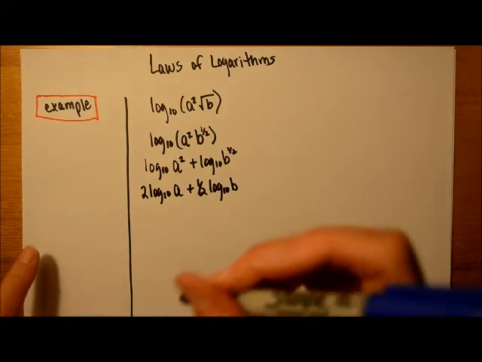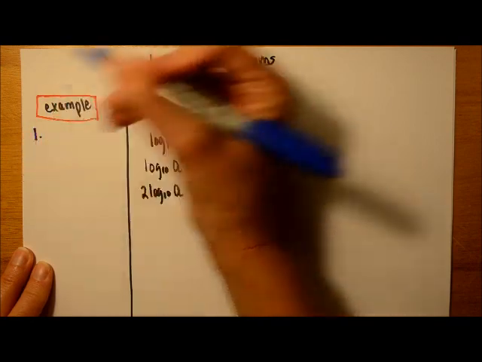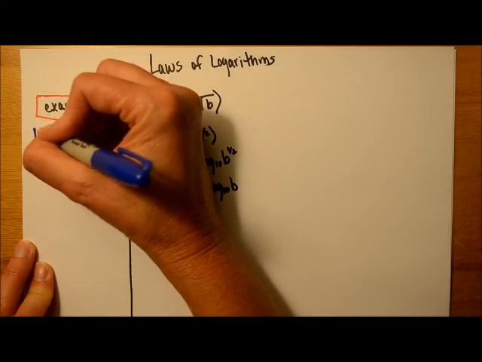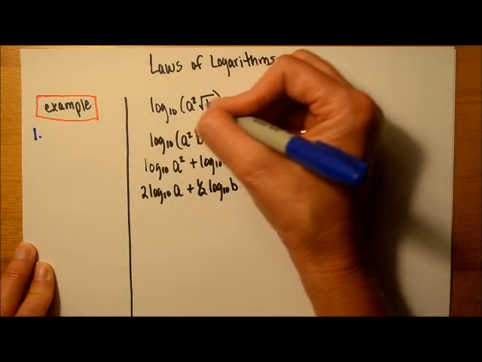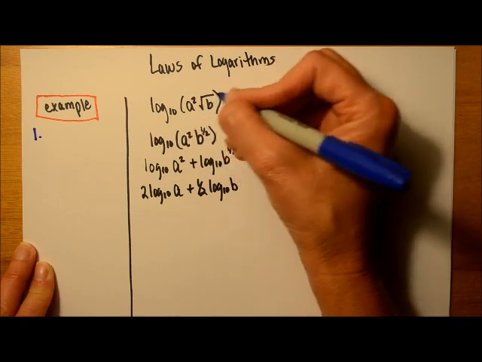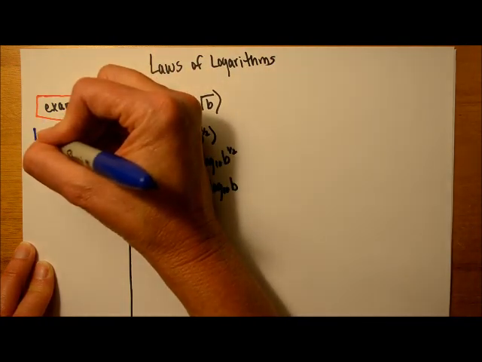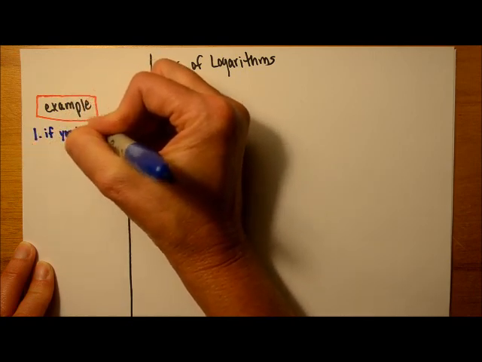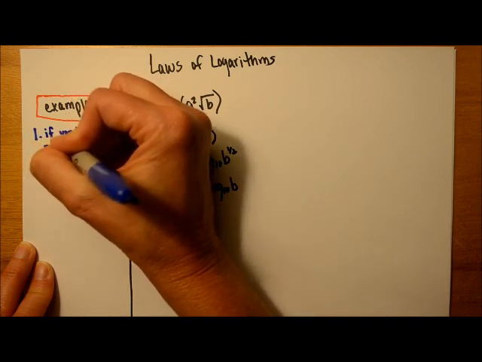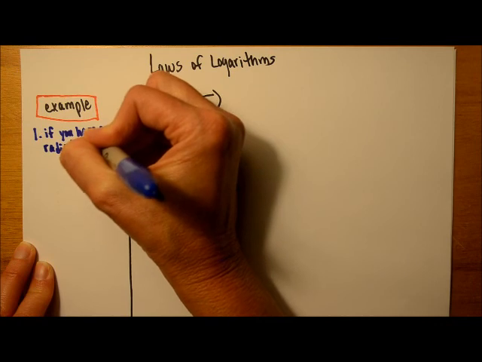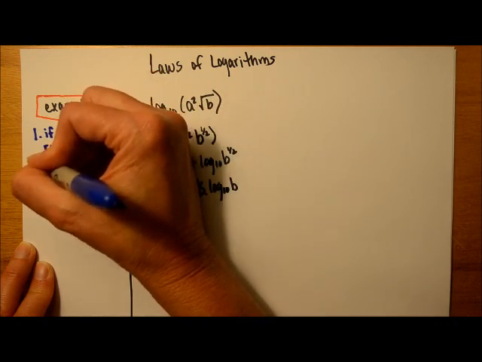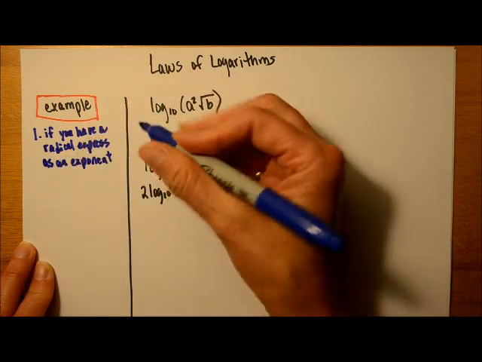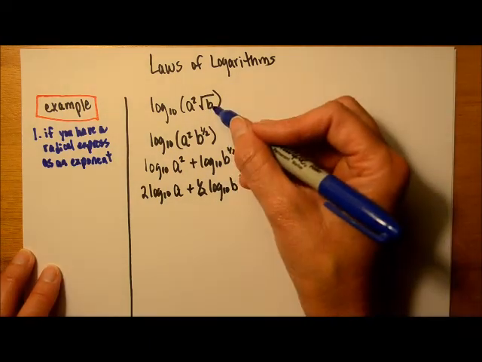So let's give ourselves a couple of little 1, 2, 3s here. The first thing is everything needs to be expressed in exponential form, not just what's inside here. So if you have a radical, express it as an exponent. That was the first thing I did.